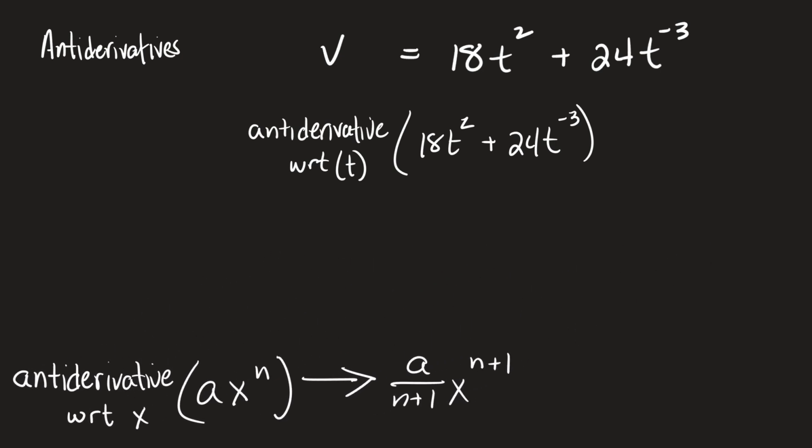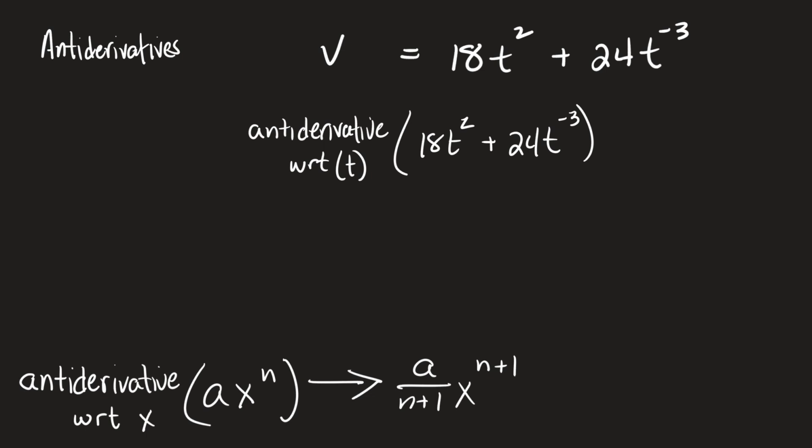Well, again, this is our plan. We're going to go term by term. First term, take t and add 1 to the exponent. Now divide by my new exponent. All right, good. Let's go to the next term. Take t, add 1 to the exponent. Now divide by the new exponent. This is going to be my position function.